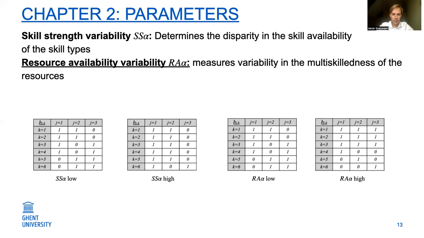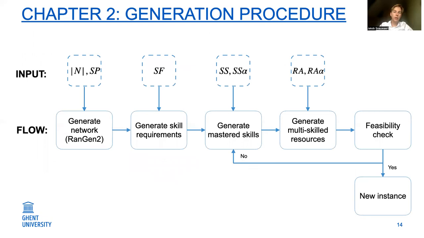As mentioned before, we created a generation procedure in this chapter. And here you can see the flowchart of this generation procedure. We start by generating a network from RanGen 2 because we want to focus more on the workforce side of things. We use a reliable network generator, which we found in RanGen 2. Then we generated skill requirements based on the project skill factor, as I just explained. Then we generated master skills based on the skill strength value and the skill strength variability value. We then generated resources based on the resource availability and resource availability variability values. And then we needed to do a feasibility check.